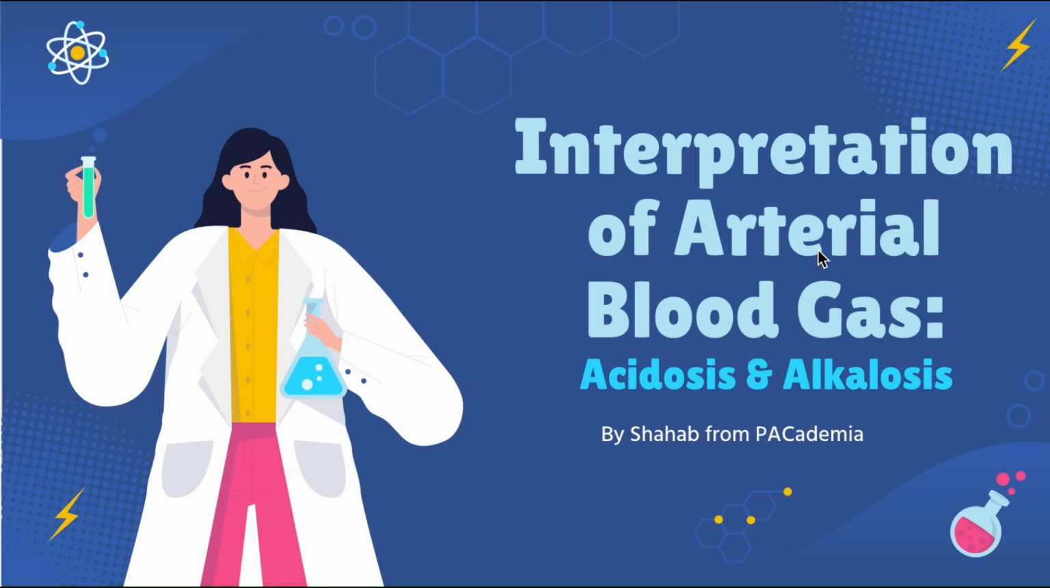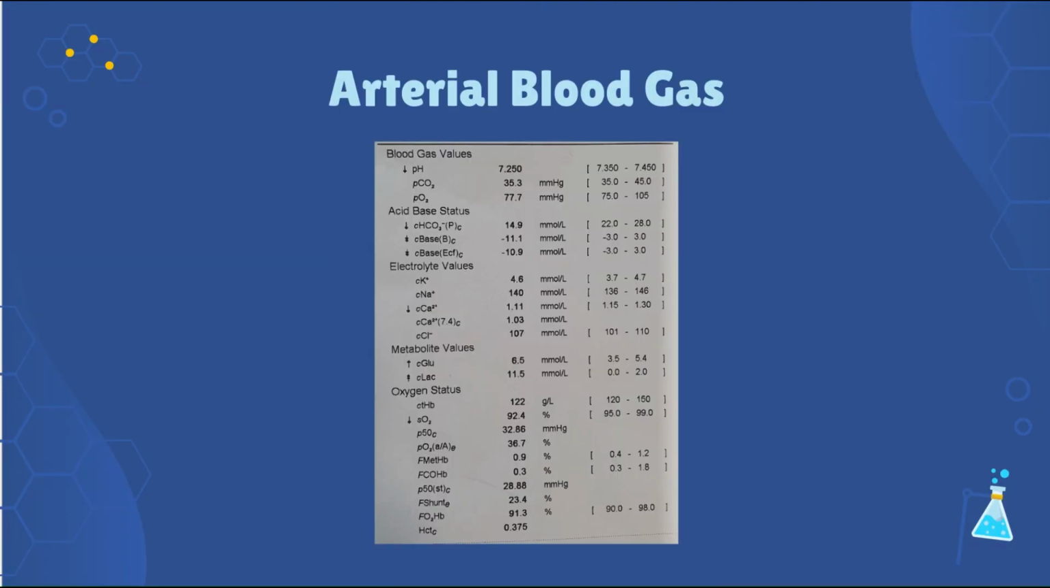Today we're going to, in basic, really brief, explain interpretations of arterial blood gases. Now, this is what an arterial blood gas looks like, and if you're unlucky enough, a consultant in your hospital will throw this in your face and ask you to interpret.